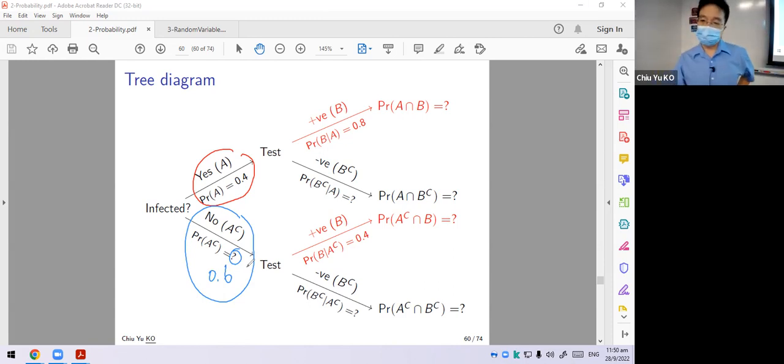Now suppose you do a test, okay? You don't know where the guy is, but you know that if the guy has the disease, then 80% you end up with the top branch, okay? And with the complement, which is 20%, you end up with the second branch, okay? And if the guy has no disease, right? 40% is positive and 60% negative, right? So now first we complete the tree diagram.